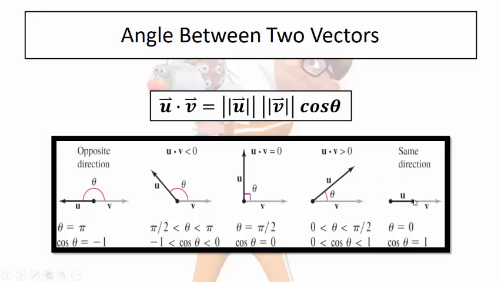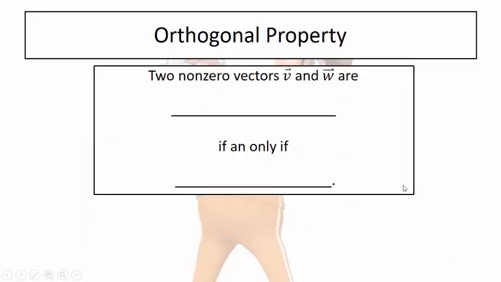And then if your cosine value is equal to 1, so if the dot product is equal to exactly the product of the magnitudes, that tells you that the vectors are going in the exact same direction. So an important concept I've said a couple times, but just to make sure that it hit home, this is the orthogonal property. Two non-zero vectors are orthogonal if and only if their dot product is equal to 0.